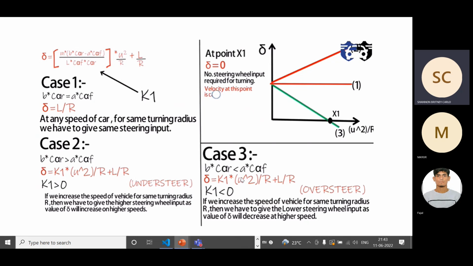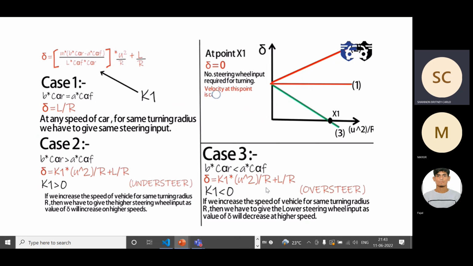For case 3, we are considering the opposite, where A into CAF is greater than B into CAR. Here in this case, K1 will be less than 0. So this will be the oversteer condition. You can check the graph here. This is case 1, this is case 2, which is the understeer, and this is case 3, which is the oversteer.